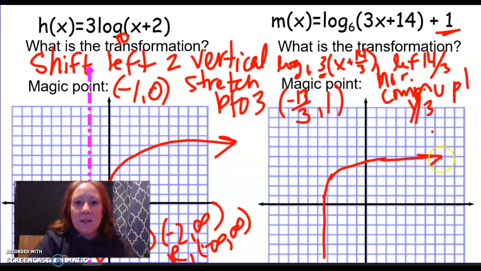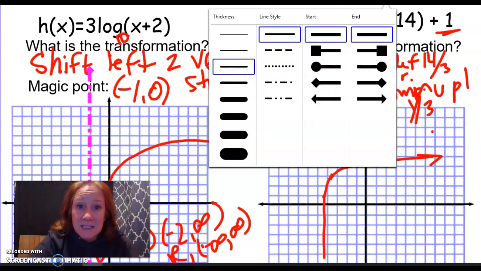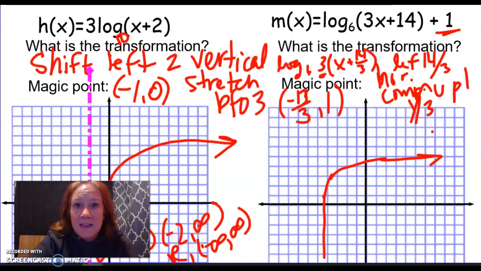Okay. And then where is my asymptote? Then my asymptote is at negative 14/3. So my magic point is at negative 13/3, and my asymptote is at negative 14/3, which is a little bit less than 5. And so there you go. That one was a challenging one, which is why I did it.